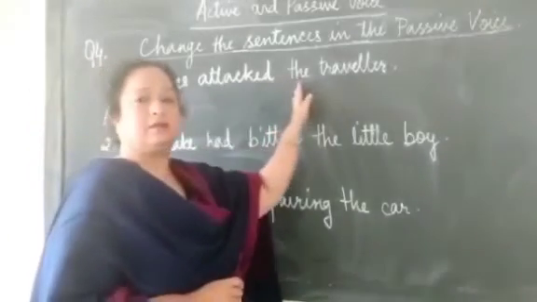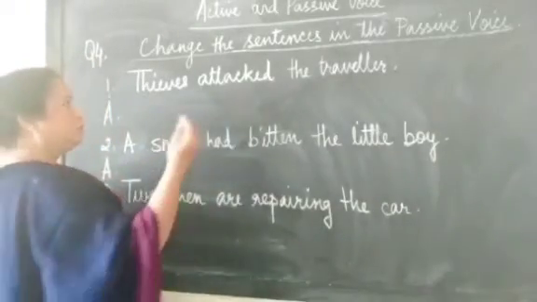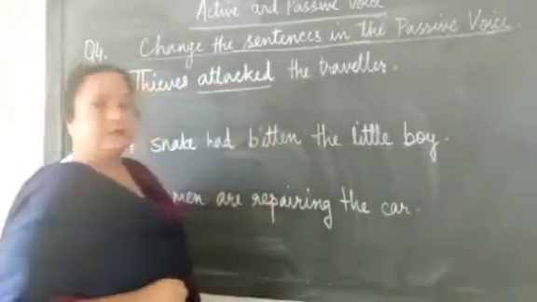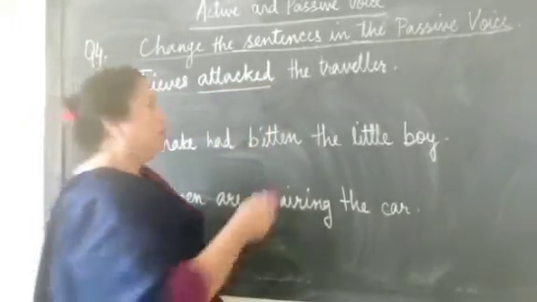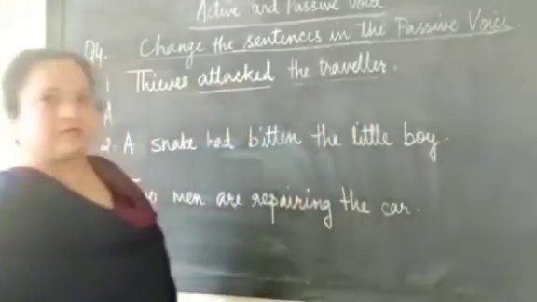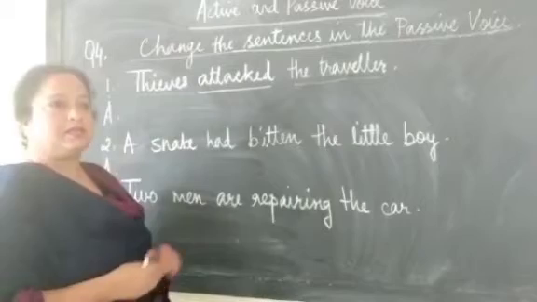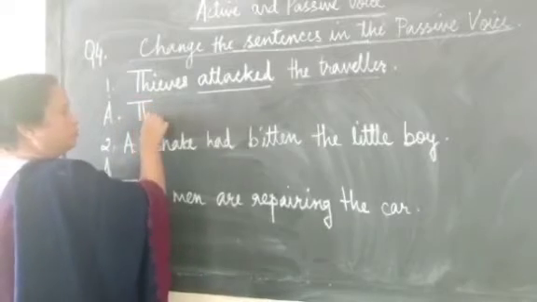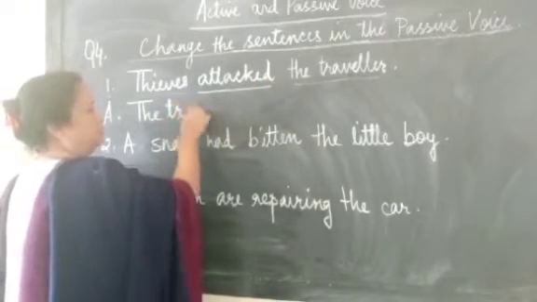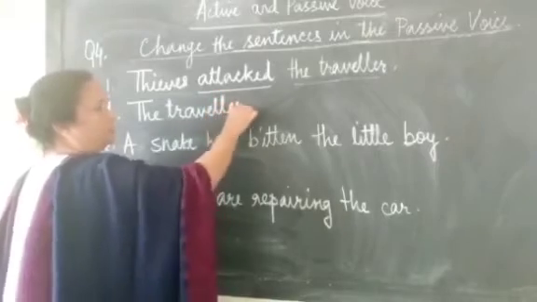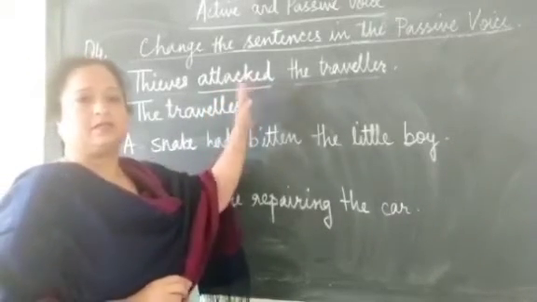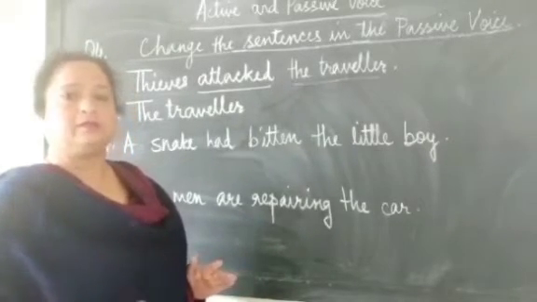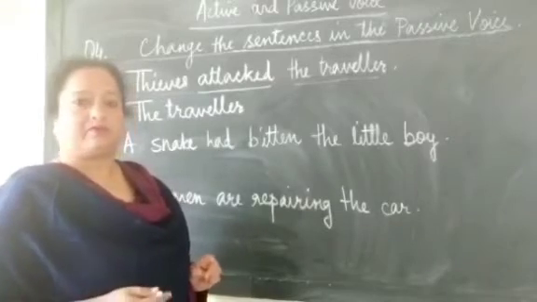Thieves attacked the traveler. Now in this sentence we know that thieves is the subject, attacked is the verb which is in the past tense, and the traveler is the object. According to the rule, we need to change places of the subject and the object. So we begin our answer with the object, that is the traveler. Now, since the active sentence is in the past tense, we need to use was or were, and then we need to use the V3 form of the verb.